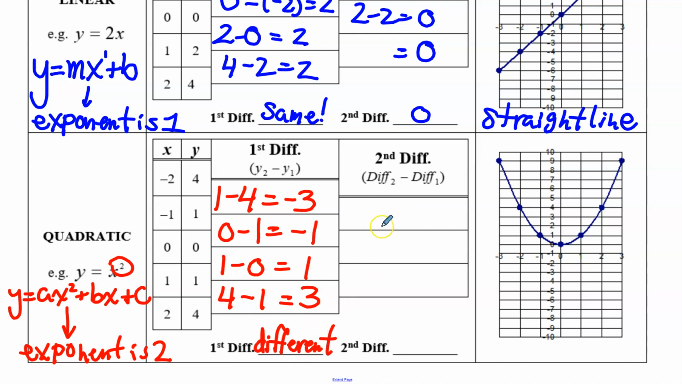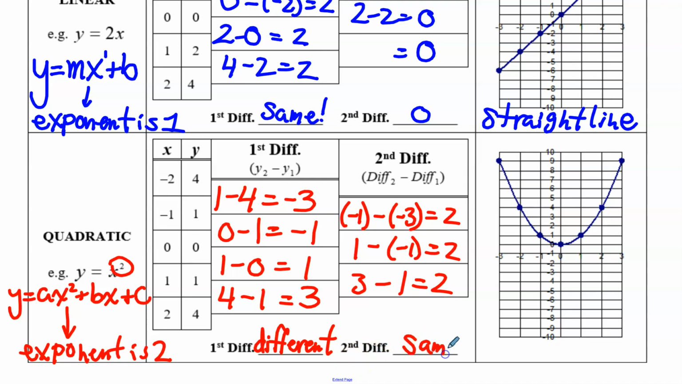So then we can go to our second differences and do the same thing as before. So -1 minus -3. We're taking our second number and subtracting the one in front of it. We get 2. 1 minus -1 is 2. And 3 minus 1 is 2. So our second differences this time are the numbers that are the same. Back in linear, our first differences were the same, and over here, it's our second differences that are the same. That's how you know that it's quadratic.